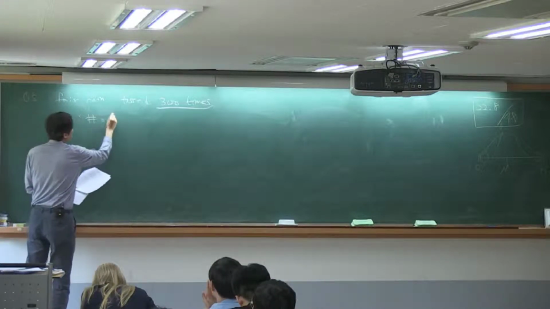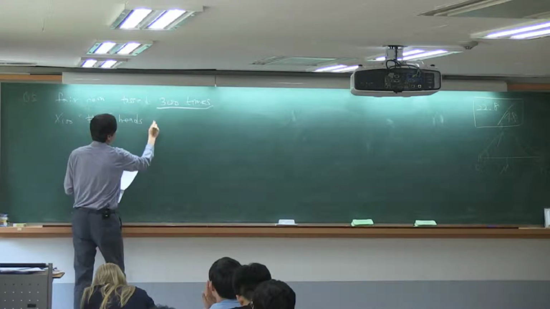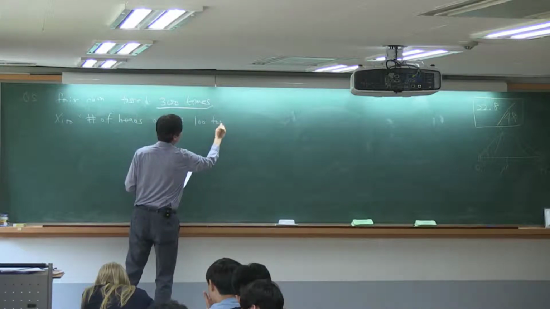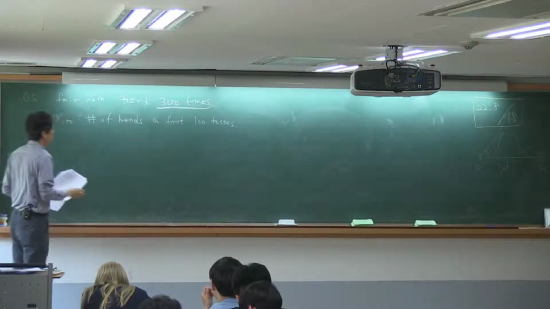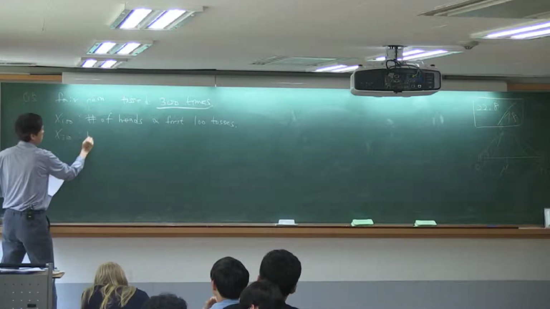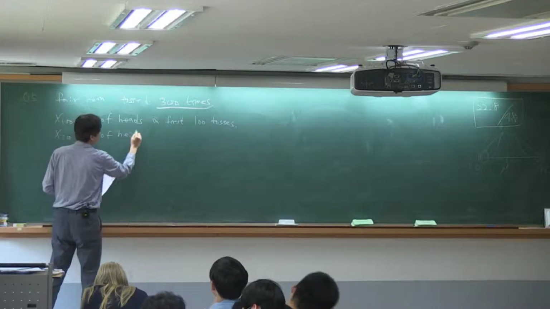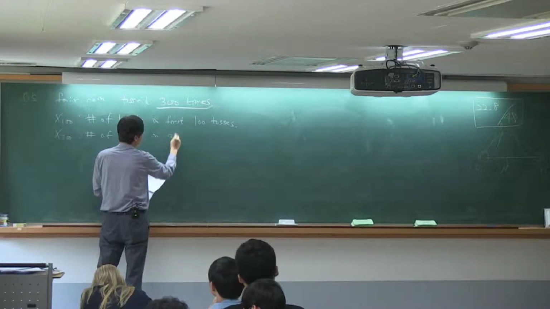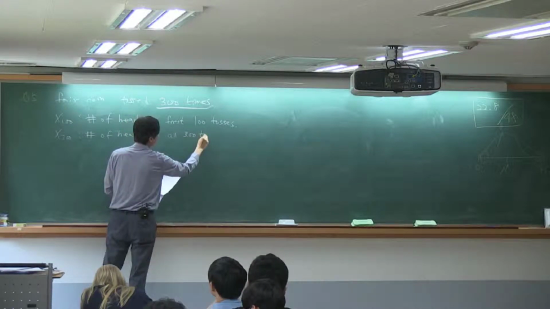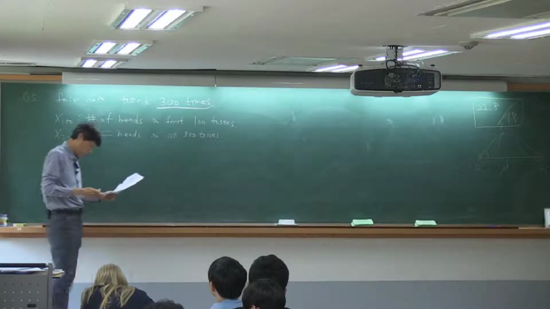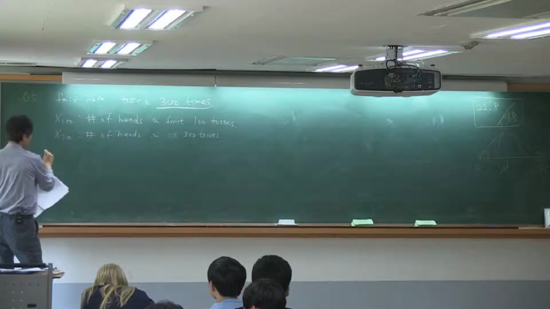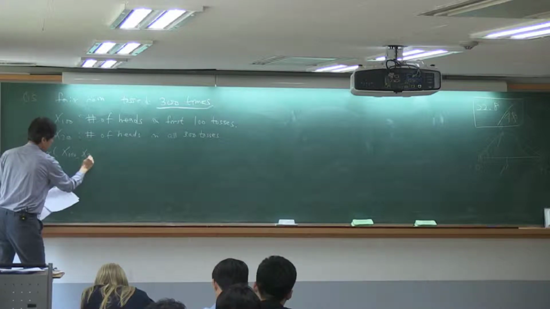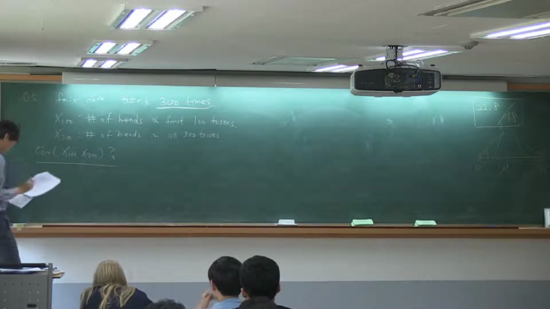여기에 number of heads in first 100 toss고, X300 is the number of heads in all 300 tosses 이렇게 돼 있네. Find the correlation of X100 and X300. 요게 퀘스천이네.